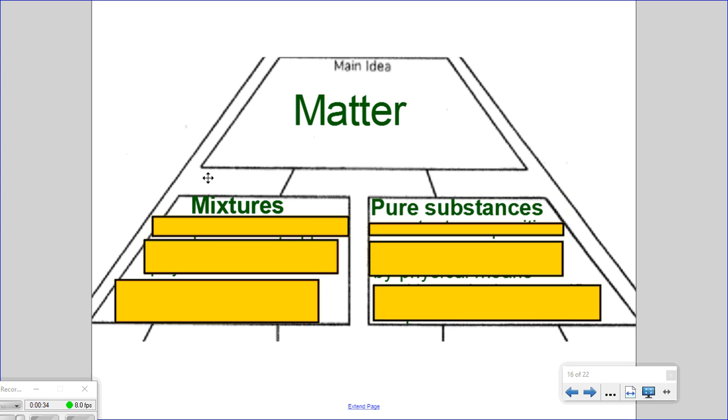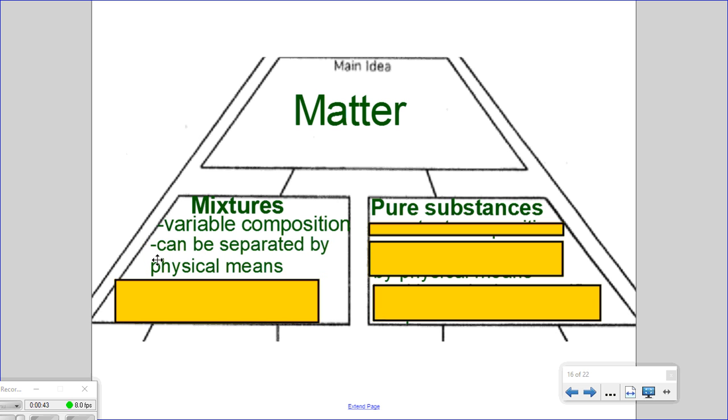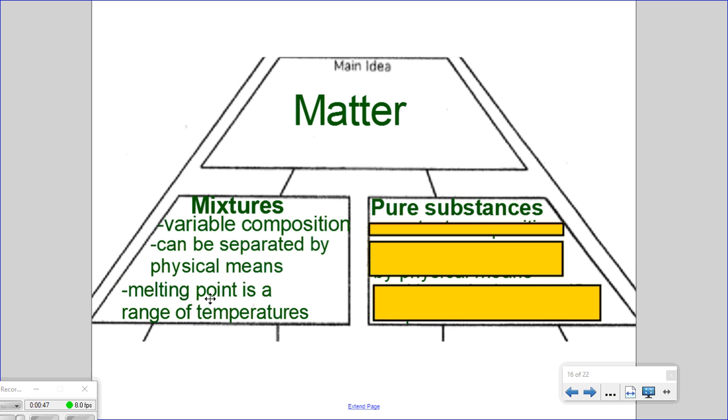For matter that is classified as a mixture, mixtures are variable in composition. It can be separated by physical means, and the melting point is a range of temperatures. So mixtures are made up of more than one type of matter or more than one type of particle, and that's what we mean by variable composition.